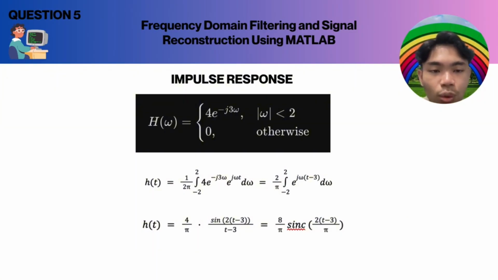To find its real-world behavior, we take the inverse Fourier transform. By integrating this rectangular frequency response over our limits from negative 2 to 2, the math cleanly resolves into a time-shifted sinc function, specifically 8 over pi, sinc of 2 times (t minus 3) over pi. This shift of 3 units represents the physical phase delay introduced by the filter.